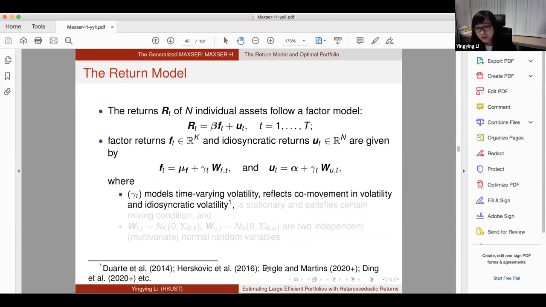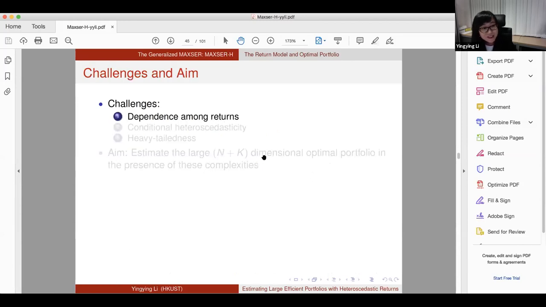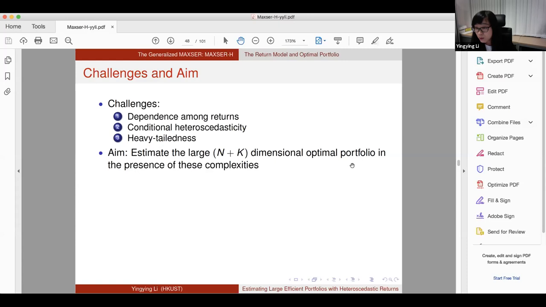We have some evidence from the talk two weeks ago by Professor Engle, and there's also additional evidence from other research. So basically we have a mixture of normals for the returns, for the factors as well as the idiosyncratic returns. This model poses challenges such as dependence among returns, conditional heteroscedasticity and heavy-tailedness. And so we aim to estimate this high-dimensional optimal portfolio in the presence of such complexities.